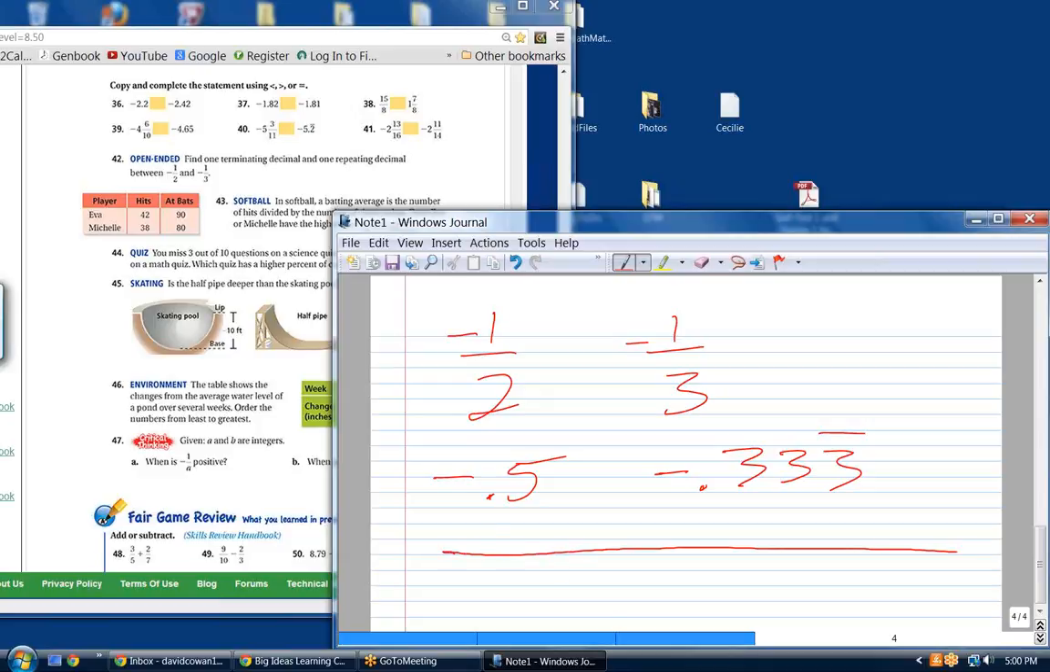So if we look at the number line, and here's 0, let's call this minus 0.5, and we'll call this minus 0.333. So they want a number between there. Give me a number between there that would be a terminating decimal. 0.4. Good, that's what I was thinking of. Negative 0.4. And how about something that would be a repeating decimal? 0.4 repeated.